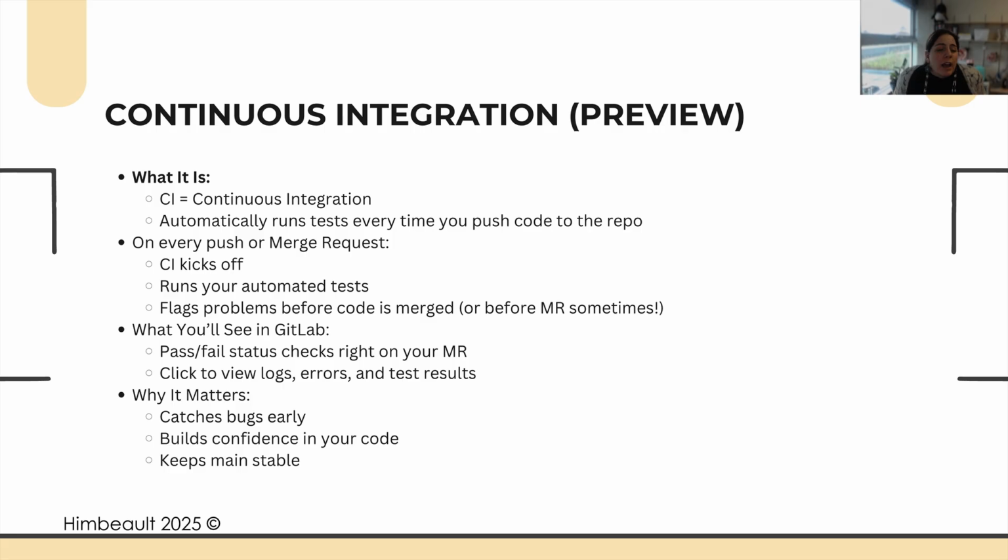It can flag problems before your code gets merged in. It depends if it's supposed to run on merge request or if it runs on push or whatever. That's all customizable. And then in your GitLab repo, you'll see pass or fail checks, and there are error logs there, and it will tell you what you're passing and what you're failing. So if you accidentally miss a step, CI would allow us to check for those things. We can catch bugs early. It allows us to build confidence in our code base, and it makes sure that we're keeping main in a stable state.